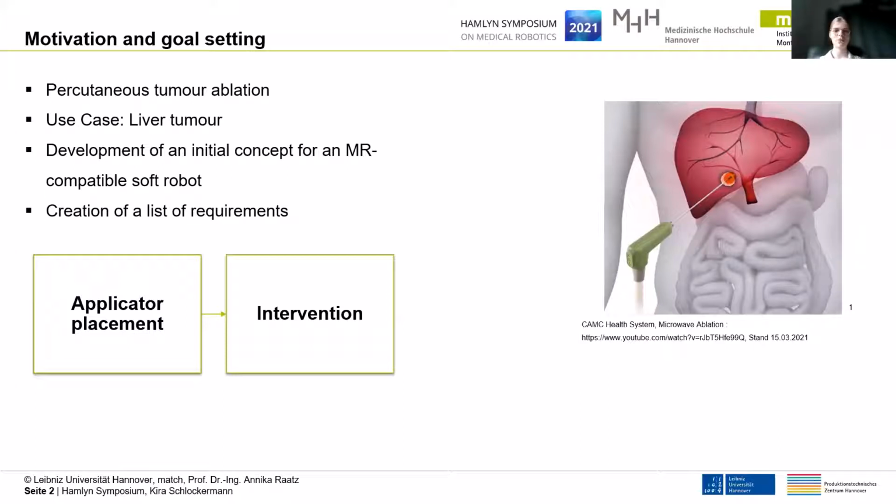Also, the robot must be MR safe and must not interfere with the MRI. Also, the length should be variably adaptable to the patient and the target and thus be modular in design. This also makes it possible to replace individual components.